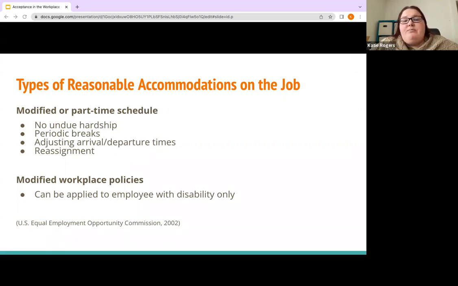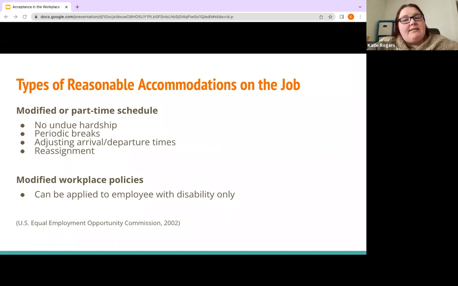And if modifying an employee's schedule does pose undue hardship, then an employer has to consider reassignment to a vacant position that would enable the employee to work during the hours requested. So if you're unable in the current position to change your hours based on what your disability or your medical needs require, then the employer has to look for a position at a lower level or for a vacant position that would enable you to work the hours requested if it's disability based.